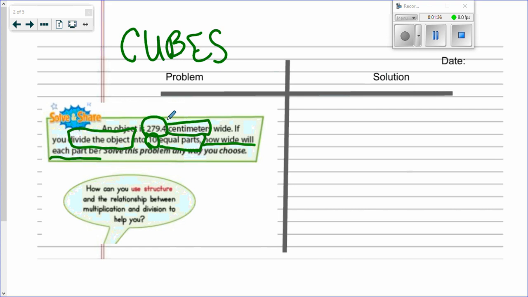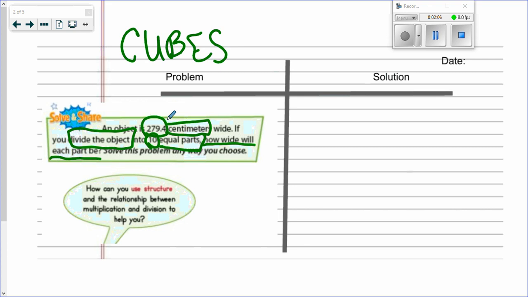So we need to evaluate this and visualize it like we were doing this problem ourselves. So we have an object that's 279 4/10 centimeters. You can pretend this is anything that we want to divide into 10 equal parts. So now I want you to think about what you know about multiplication and division and solve this problem any way you choose. Once you've tried it on your own, please press play and I'll go through and show you a strategy and we'll talk about it.